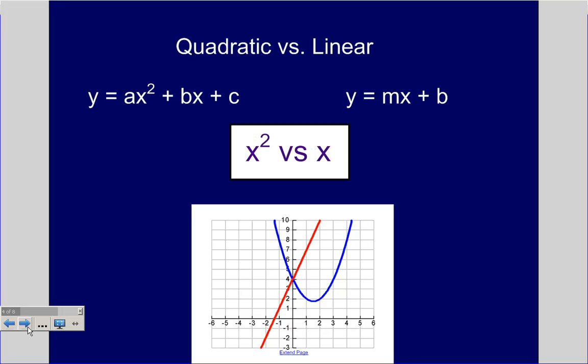We compare them together, and you can see that even though they are different, they do have some similarities. In this case, the two equations that we have here, the one in blue I should say, is actually y equals 3x plus 4. The one in red is actually y equals x squared plus 3x plus 4. So you can see they do have some similarities here.